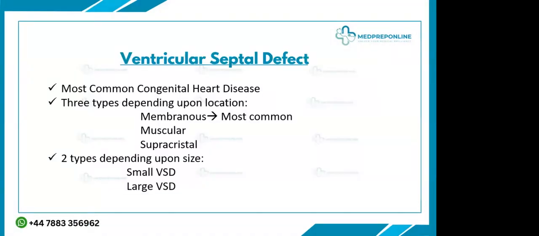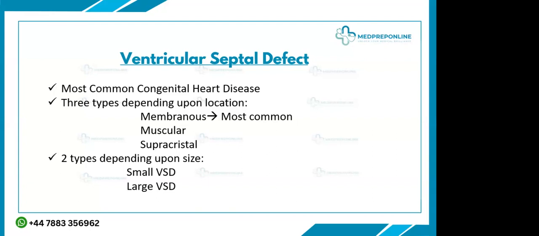It is the most common congenital heart defect in children. And there are 3 types of ventricular septal defect depending upon their location. One is the membranous, second is the muscular, and third is the supracrystal. Among them, membranous is the most common. This classification is categorized upon the location where the VSD is going to be present.